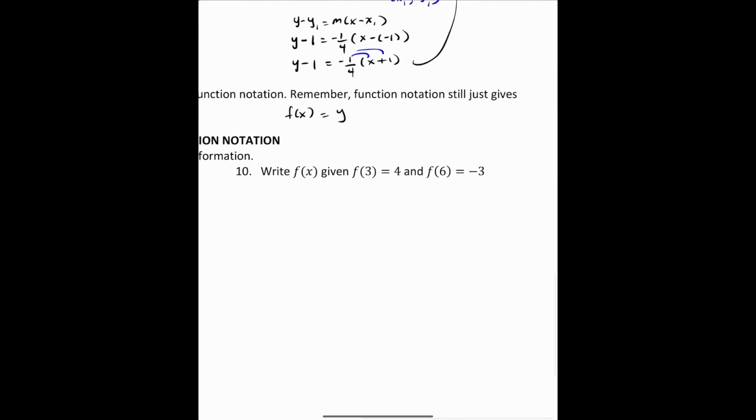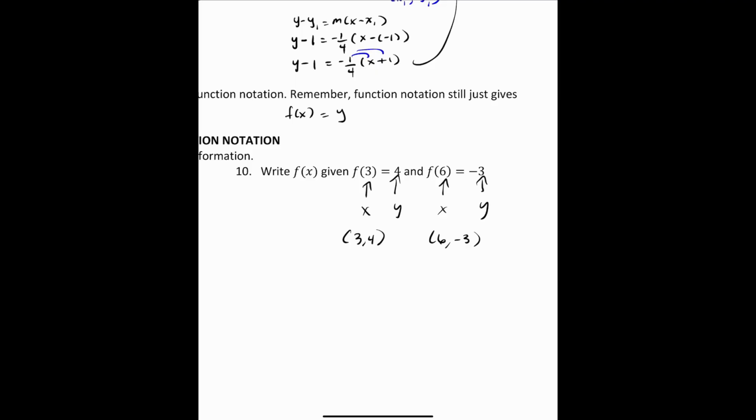All right. Let's take a look at number 10. This is write f of x given that f of 3 is 4 and f of 6 is negative 3. So this is an x value, and this is an x value. And this is our y value, and that's another y value. So in this situation, this is 3, 4. And in this situation, this is 6, negative 3.